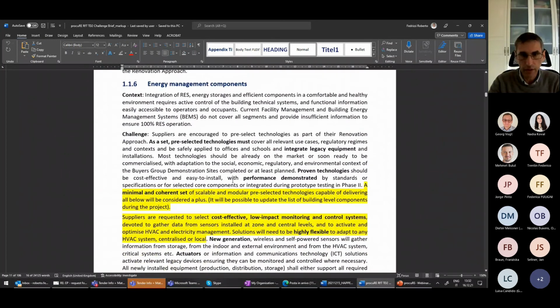And again, for energy management components, we would like to have indications in terms of a minimal and coherent set of sensors, meters, and acquisition systems, or a single acquisition system, that can be implemented in a public building, in an office or a school, a set of components that is eventually modular and that can be scaled up in a flexible way over larger or smaller buildings.